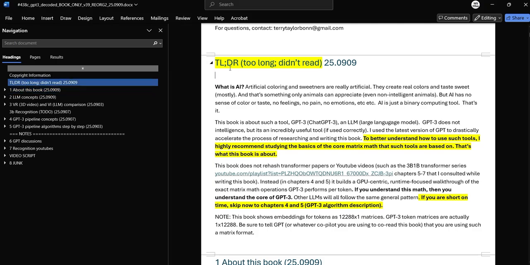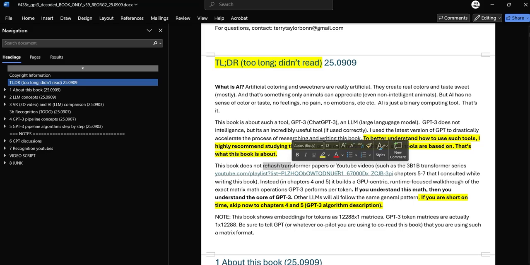The first thing is a very, very short overview of the book. Too long, didn't read: what is AI? Well, AI is just a binary computing tool. And to better understand how to use such tools, it really helps to study the basics of the core math that the tools are based on. That's what this book is about.